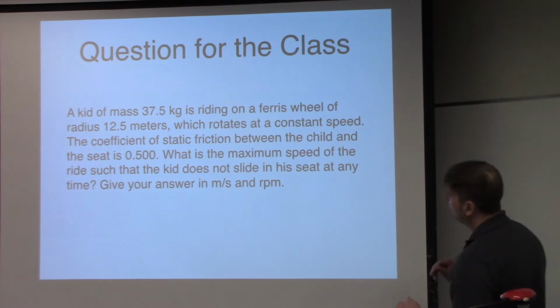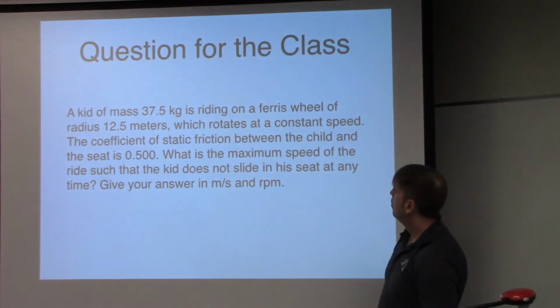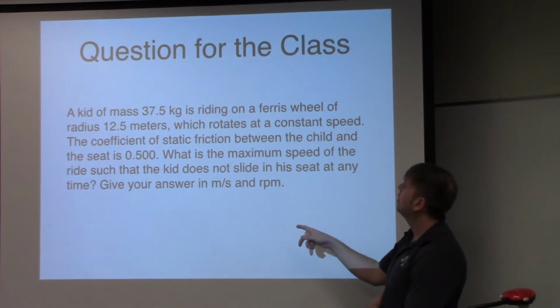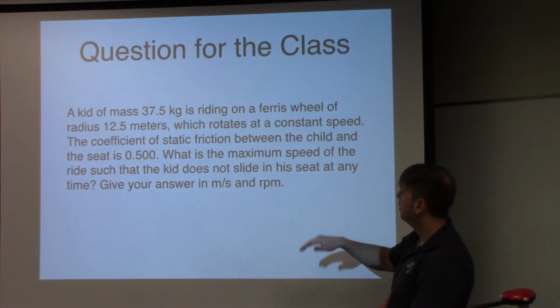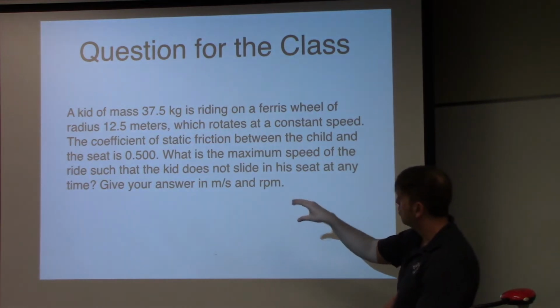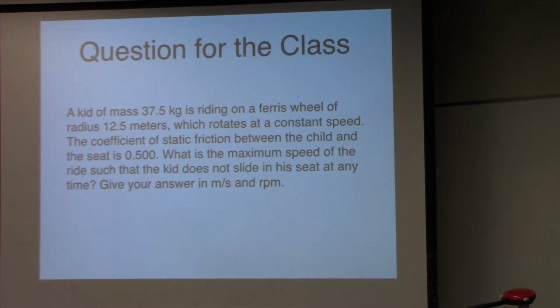The coefficient of static friction between the child and the seat is 0.5. What is the maximum speed of the ride such that the kid does not slide in his seat at any time? Give your answer in meters per second as well as RPM. Okay, so this is a slight variation on what we just did. Now we have to think about static friction.